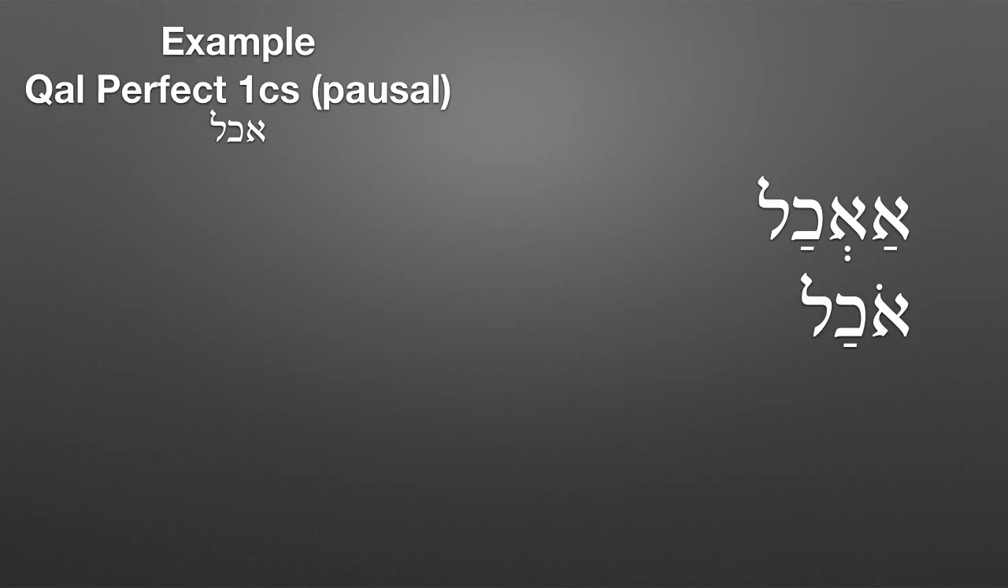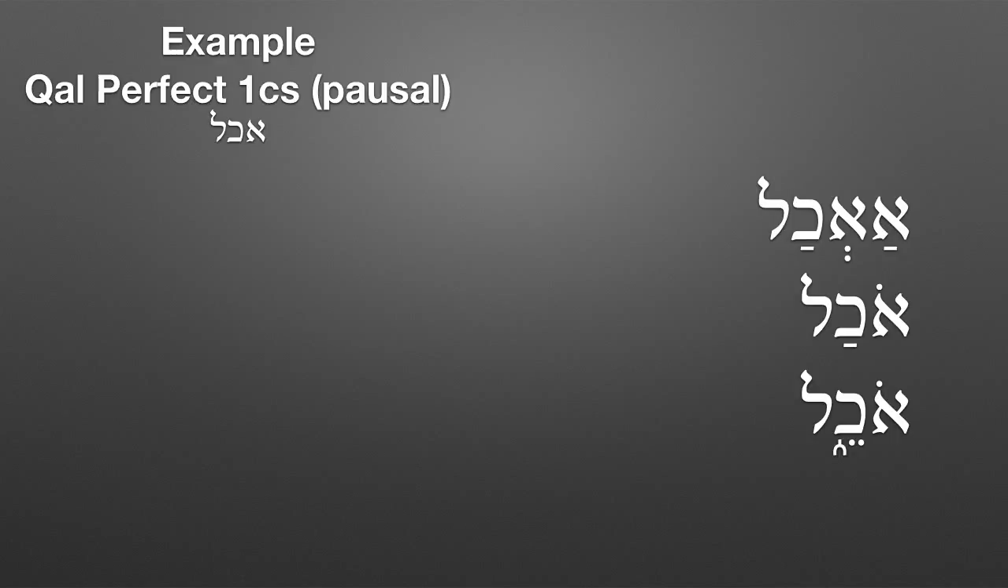And then we don't have a vav consecutive. So we're going to be in the bottom left quadrant of that chart. And our theme vowel then is going to become a sere in that case. And if we are in pause, if he indicates that it's a pausal form, go ahead and throw that athnach on there for me. That way I know you know that we're looking at a pausal form. So there's a little example for you.